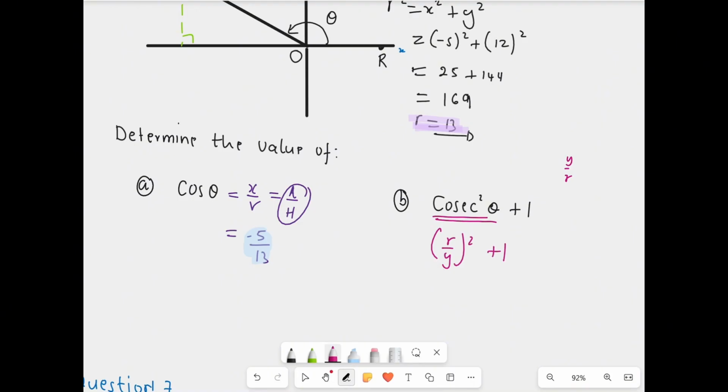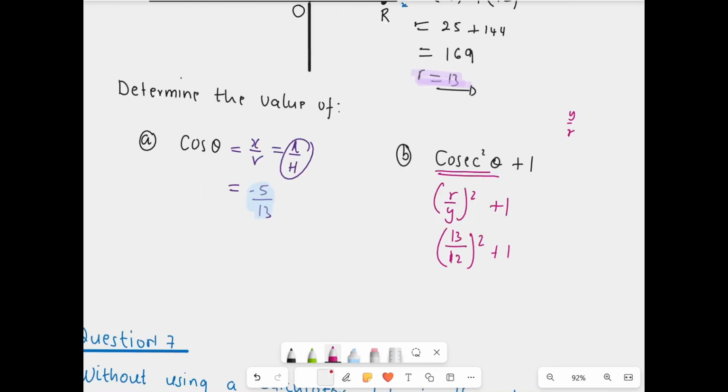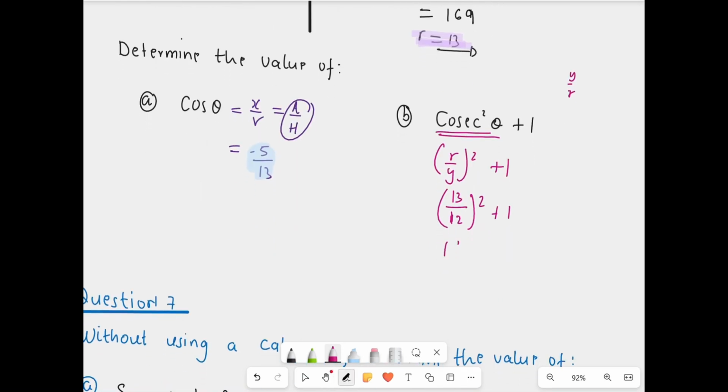This can be written as hypotenuse over opposite. It is still fine. Now, what is our r? Our r is 13 over, what is our y? Our y is 12, all squared, and then plus what? Plus 1. So now here we have 169 over 144 plus 1.